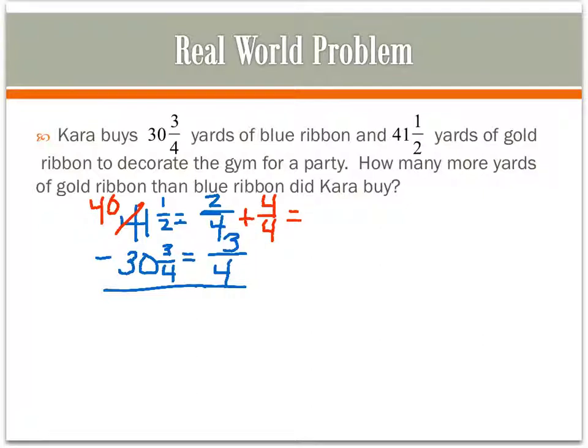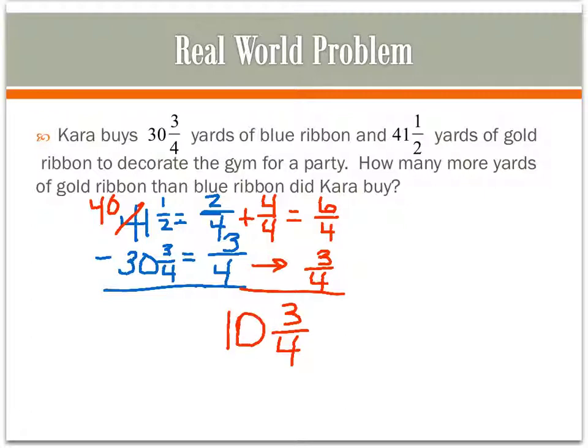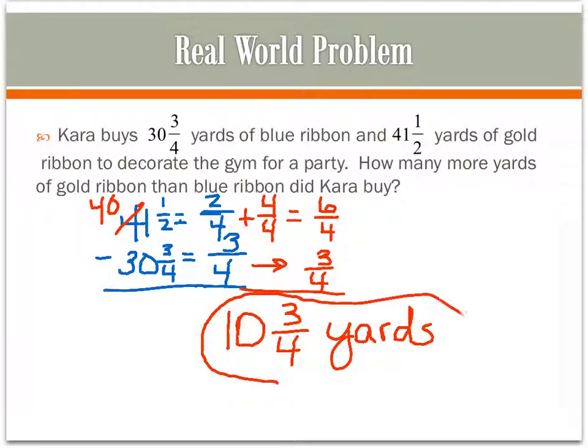Next I will add it up. 2/4 plus 4/4 would give me 6/4. And then I'll take away 3/4. 6/4 take away 3/4 would be 3/4. And 40 take away 30 would be 10. Look to see if I can simplify. 3/4. Can't divide them by anything other than 1. Therefore 10 3/4. And here we would need a label. We're talking about 10 3/4 yards of ribbon.